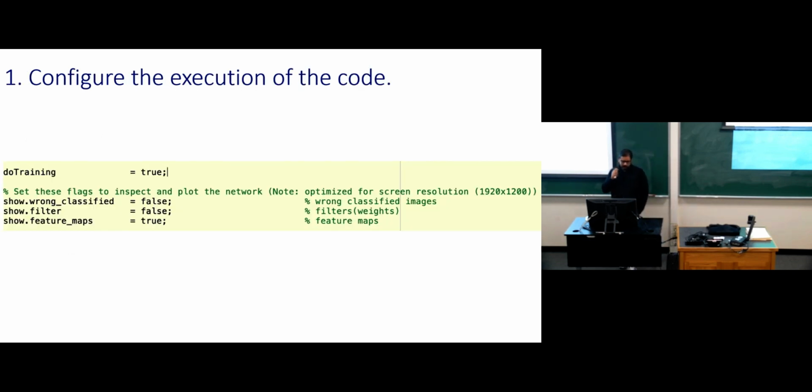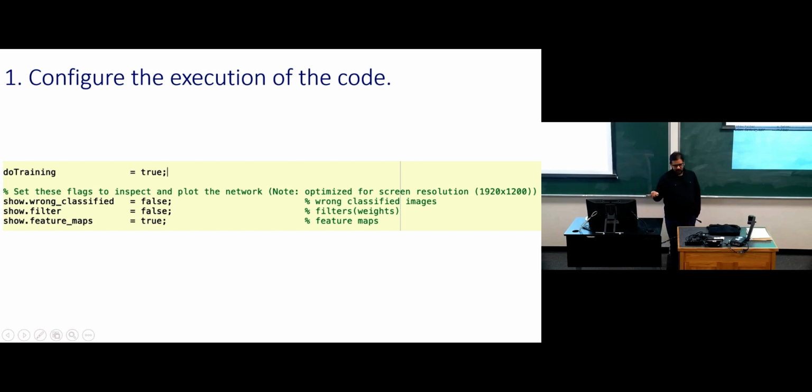Okay, so let's look at the first one. So at the beginning of the code, you will see this flag called do training. Yeah, all that effort to just point towards do training, right? So you will have this flag called do training, and that is by default set to true.